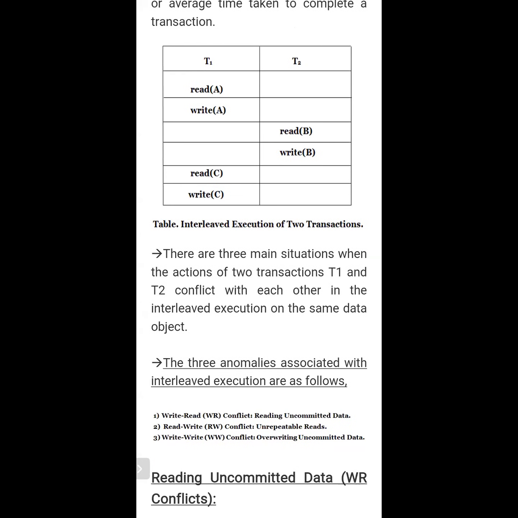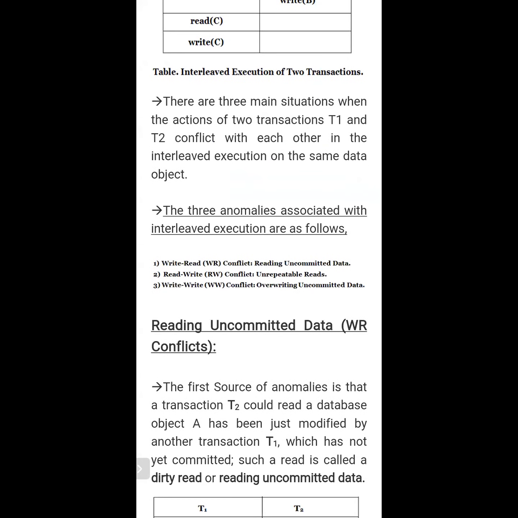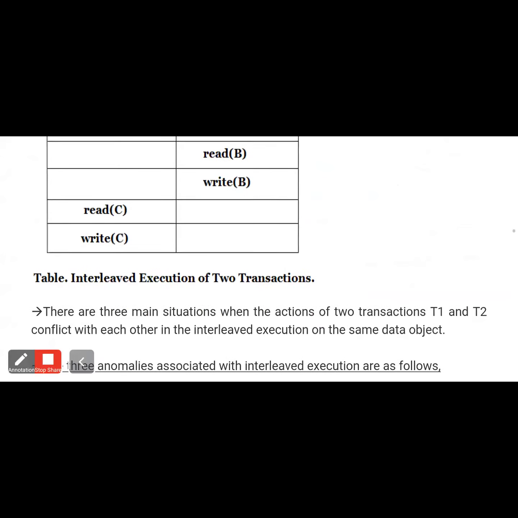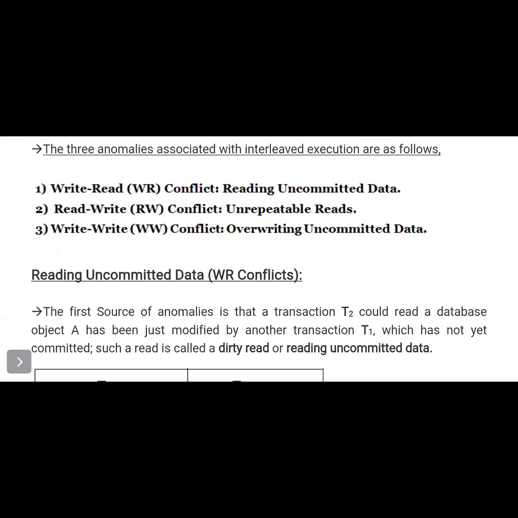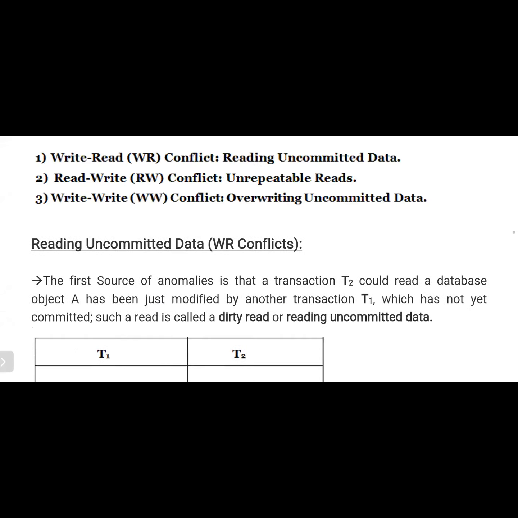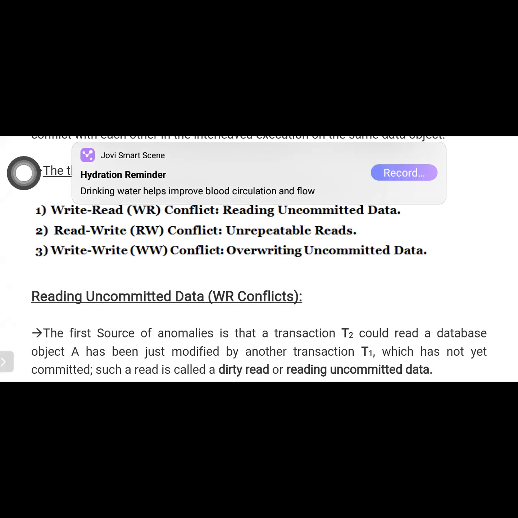Okay, there are three main situations when the actions of two transactions, T1 and T2, conflict with each other in interleaved execution on the same object. The three anomalies associated with interleaved executions are as follows. Those are referred to as read-write conflict and write-read conflict, and another one is write-write conflict. From the exam point of view, these types of topics are very important. Okay, please try to observe this: write-read conflict, read-write conflict, and write-write conflict.